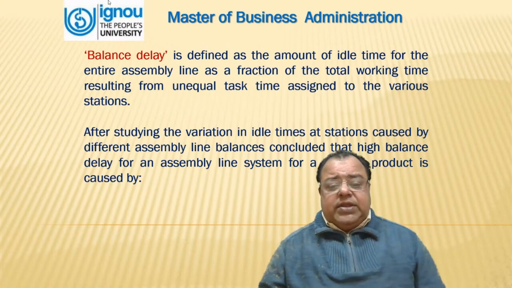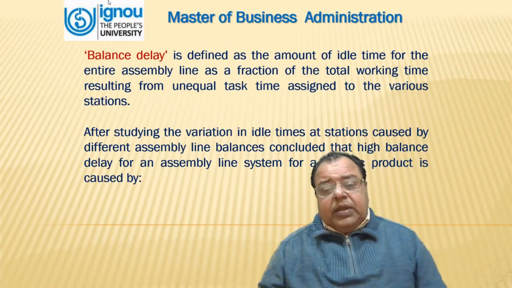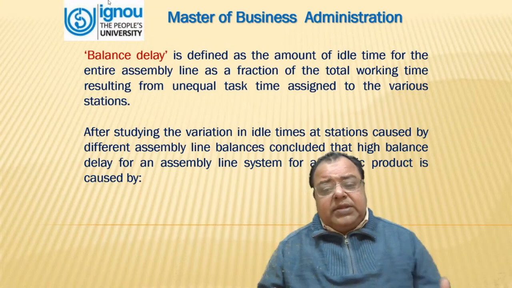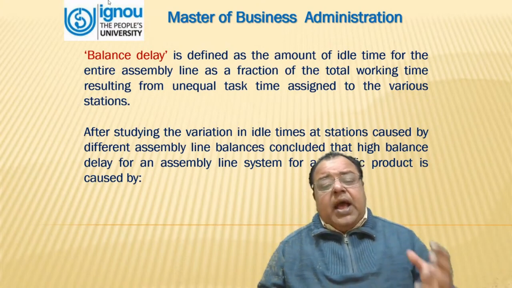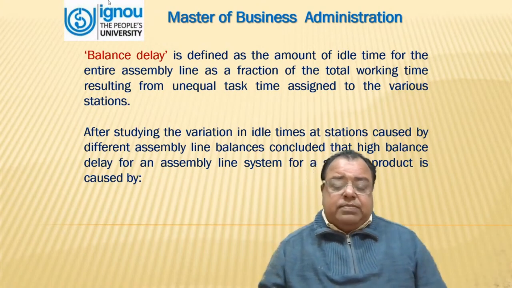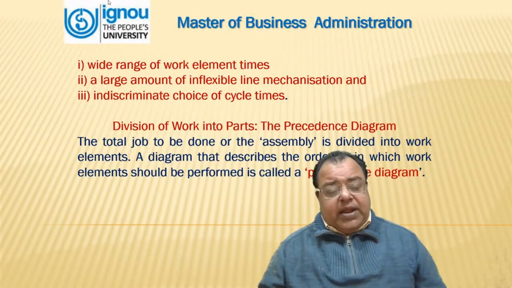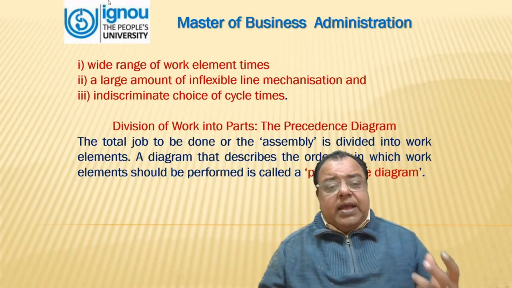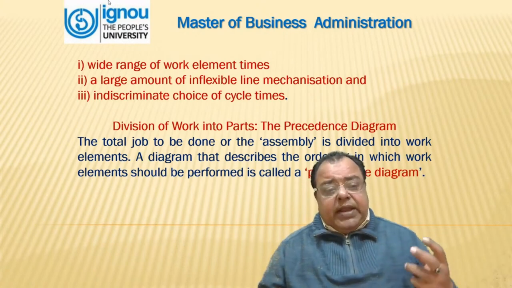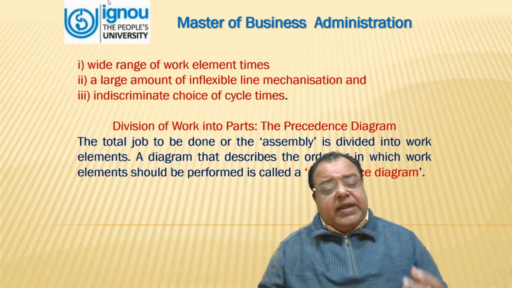After studying the variation in idle times at stations caused by different assembly lines, Bowman concluded that high balance delay for an assembly line system for a specific product is caused by, number one, a wide range of work element times. Number two, a large amount of inflexible line mechanization and indiscriminate choice of cycle types.